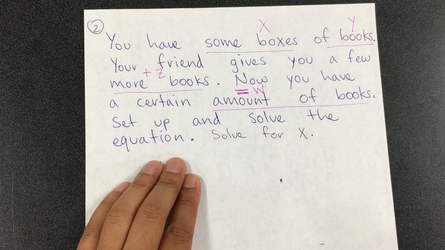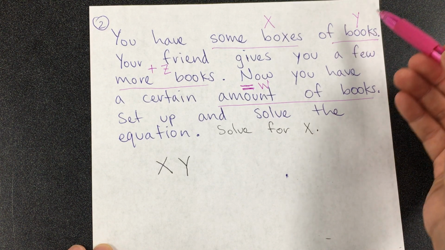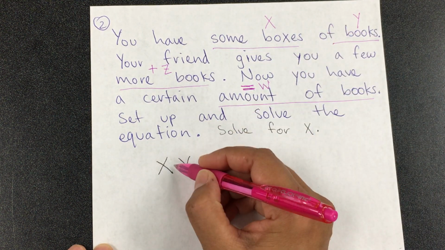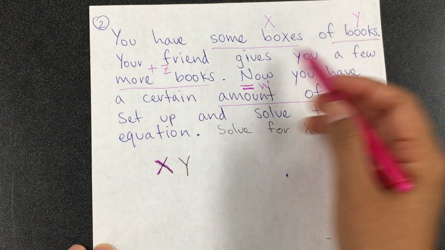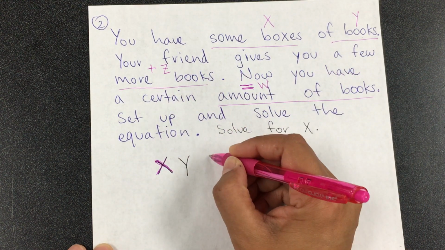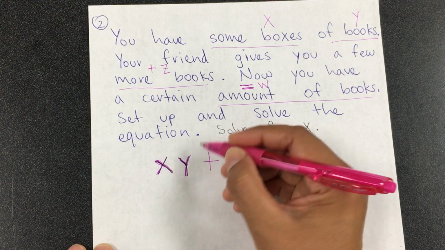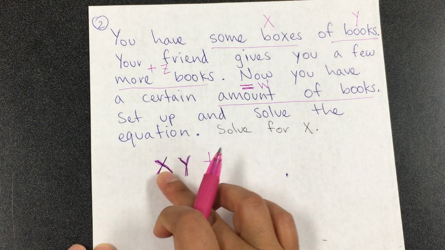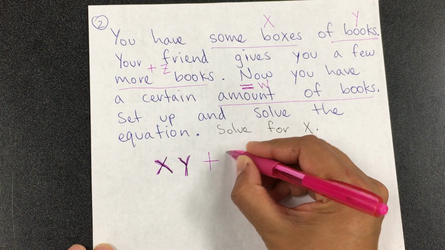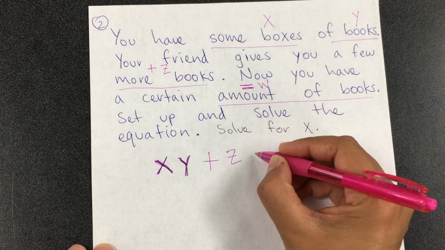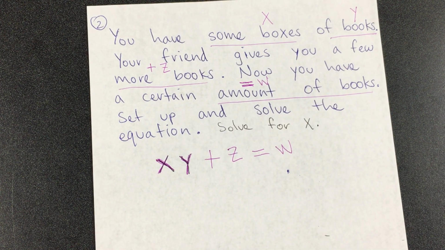So it says set up the equation, solve the equation, solve for X. So we know that these are multiplied because there are books inside of the boxes, and that's why it's multiplication. So that's why we have here X times Y. But then you get some more books, that's you add those, okay, to whatever you have. So these are inside of this, that's why we multiply, but in here, these are just added to those. So plus Z, and then you end up with some amount of books that we don't know, so that's why we use the other variable.